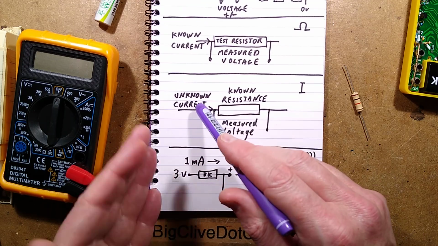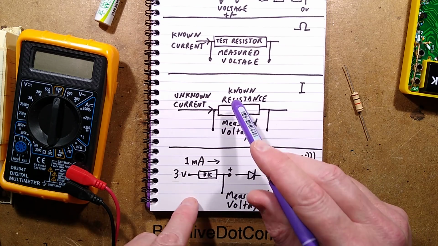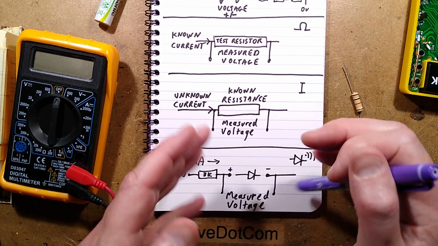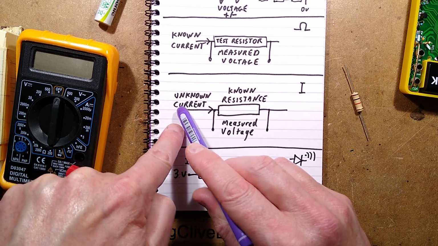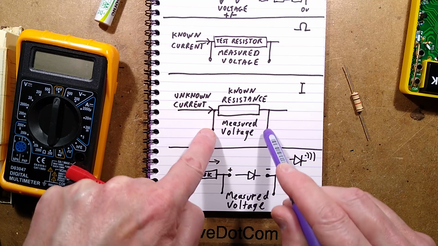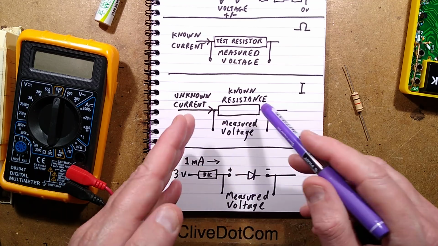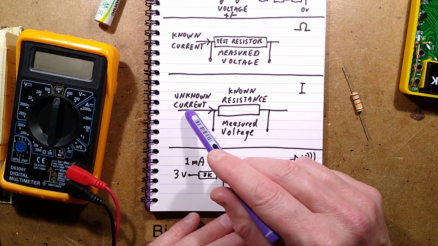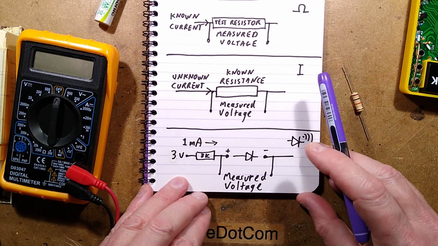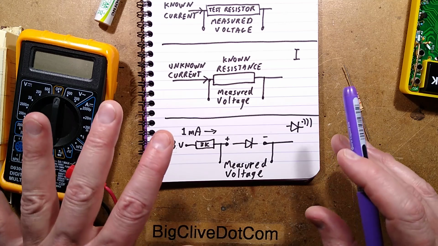If you have an unknown current in the current range, it uses known resistances. And it depends on the range you select which resistance it is. It simply determines that current by measuring the voltage across the known resistance. And again, the voltage goes to the digital display, and it knows it can actually display what the current is. The diode test, such a useful thing.